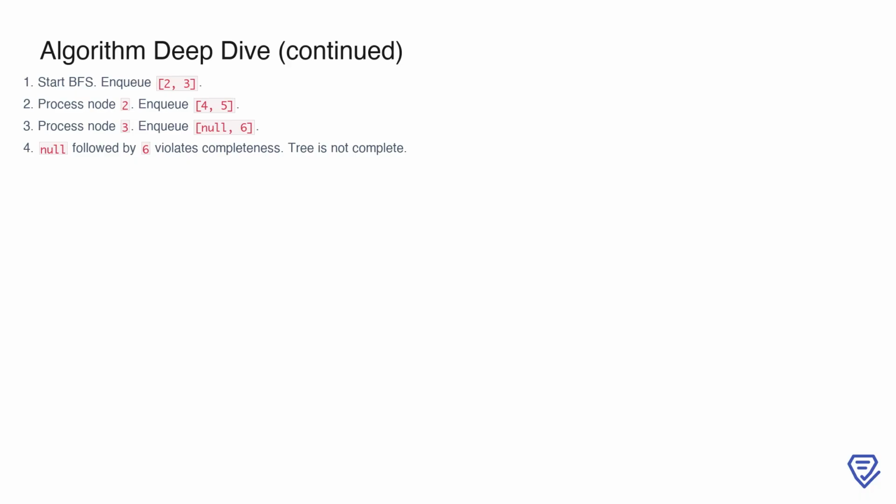Next, we process node 3 and enqueue a null placeholder for its missing left child, followed by its right child, 6. However, encountering a null node before a non-null node violates the completeness condition. Specifically, the null placeholder for node 3's left child is followed by node 6, which breaks the rule that no non-null nodes can appear after a null. Therefore, this tree is not complete.